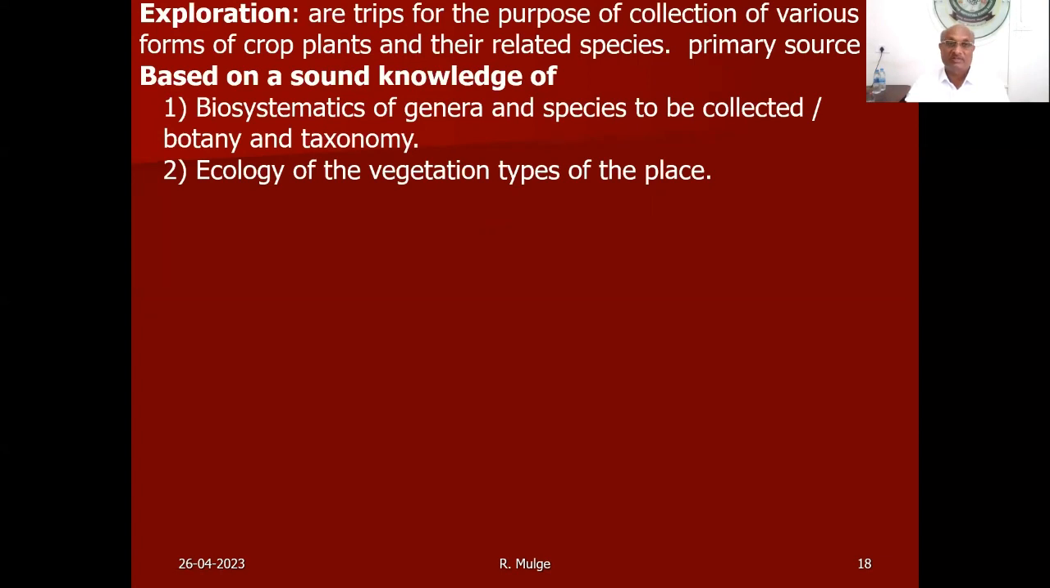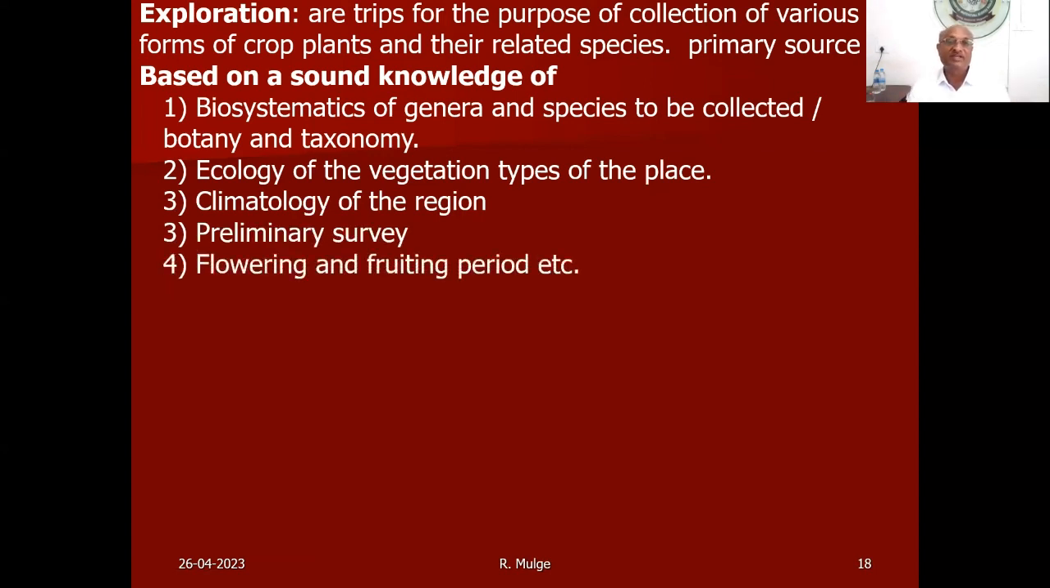Then the ecology of the vegetation types of the place. What kind of ecology is prevailing where you are targeting this exploration. Then the climatology of the region, what kind of climate it has got, what kind of temperature variation around the year, humidity variation, when it is going to have the rains, all that you have to know. Then preliminary survey. Before doing the serious exploration, do some preliminary survey, just go around. It will give you some idea. Then you can come back and plan your actual exploration.